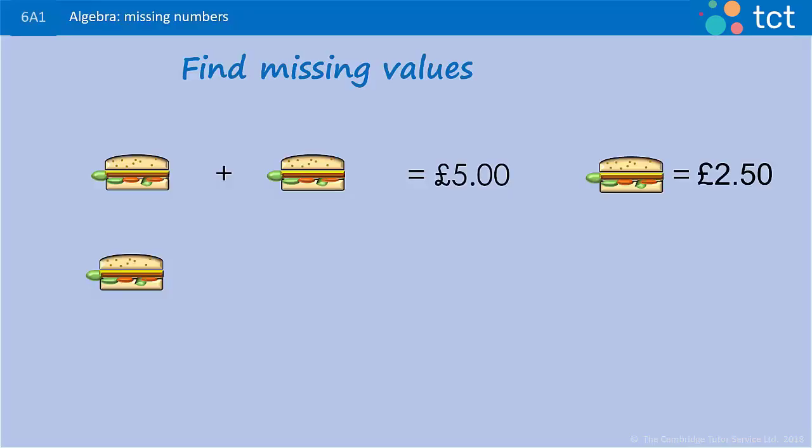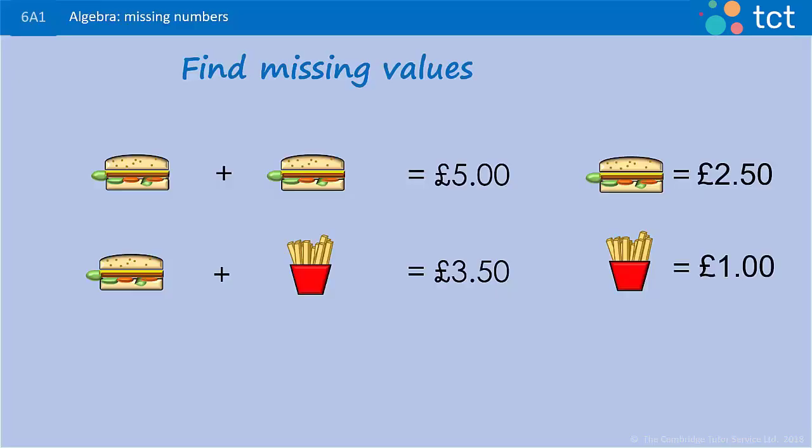Now I have a burger and I know that that is worth £2.50. And I've added on a box of fries and it comes to £3.50. What are the fries worth? Well, if I know that the burger is £2.50 and with the fries it comes to £3.50, that must mean the fries are worth £1. I'm just substituting what I've already found out to help me find out the next thing.